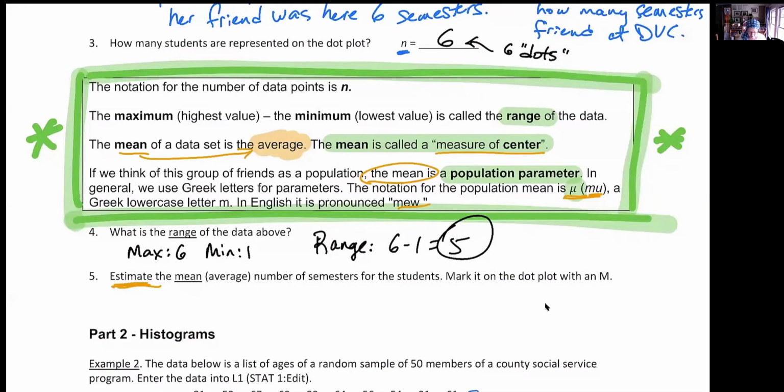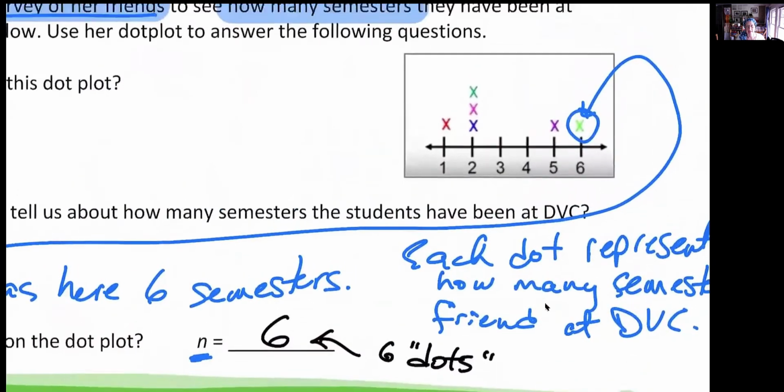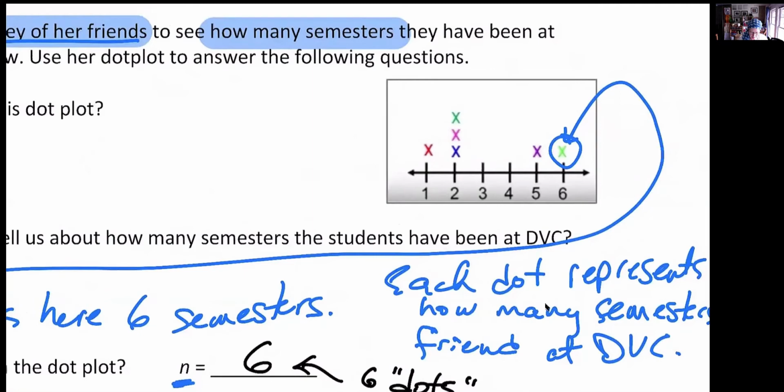So when we're trying to estimate the mean, what we're looking for is looking at this data set here. If we think about this data set being on a tray, and we think about each X being a can of food, where would you hold that tray so that the cans will all stay on it?